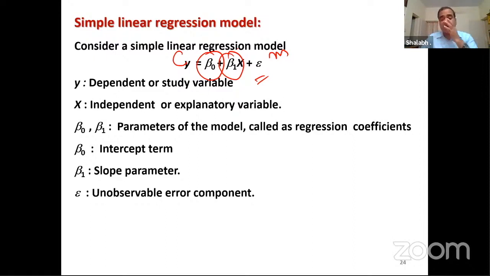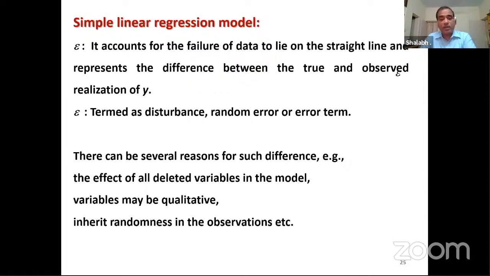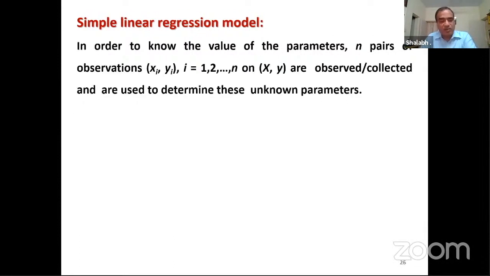And remember, this random error is not observable. It takes care of all the factors which we are unable to handle, and because of which there is a difference between the true and observed values of the variable. I have already explained how this comes into the picture.